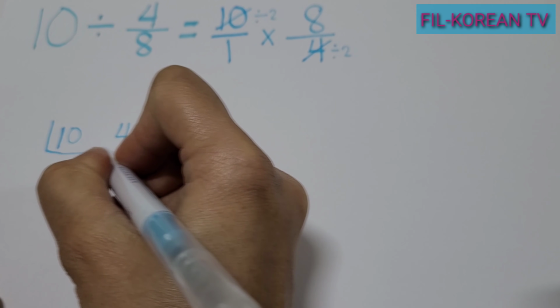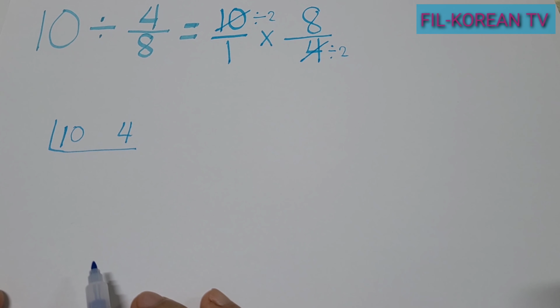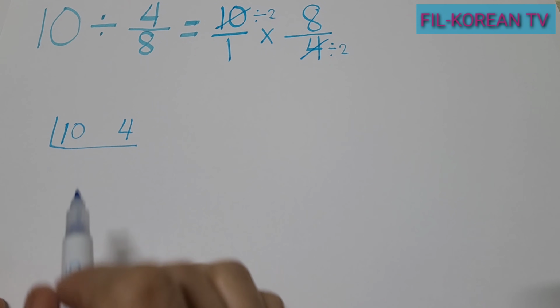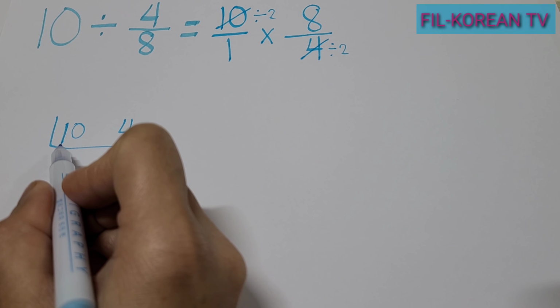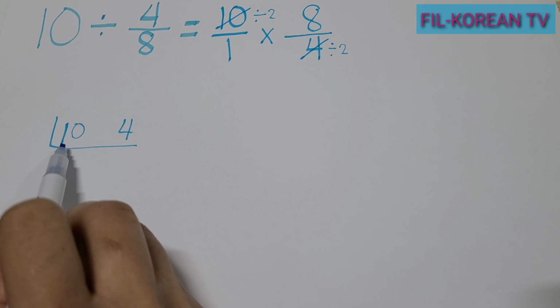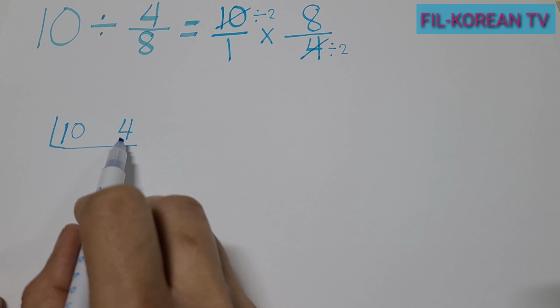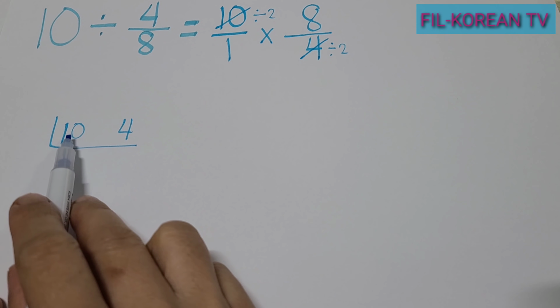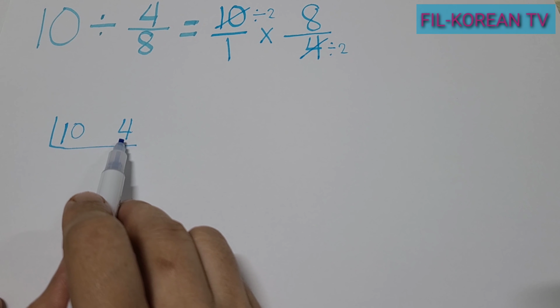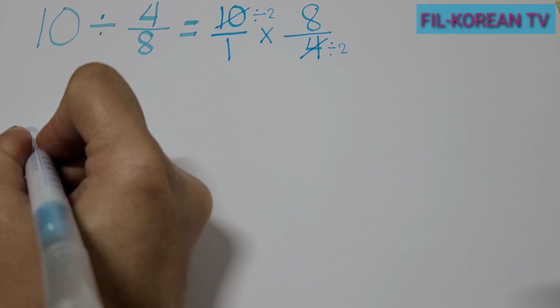Continuous division itong ginamit kong method. So, i-divide natin itong 10 at saka 4 sa prime factors nila. Ang 10 at saka 4 ay parehong even numbers. Kaya pwede itong ma-divide sa 2.